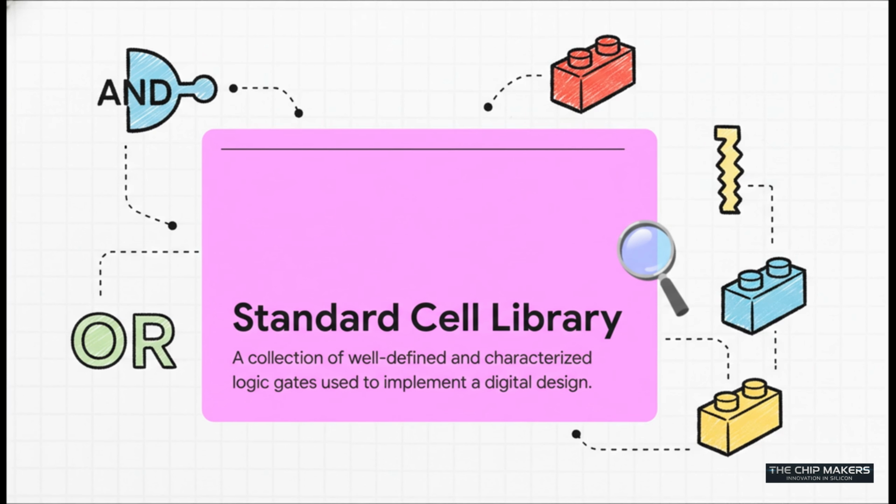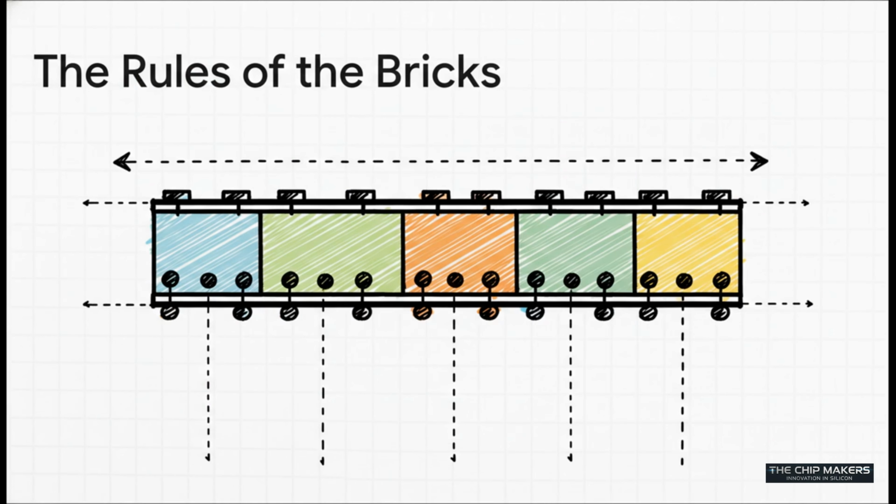Each one has a very simple, very specific job, and they've all been designed and tested like crazy to make sure they're perfect. And just like real Legos, these digital bricks have to follow some incredibly strict rules. They're designed to fit into these perfectly neat rows. Why? Well, because every single cell has to have the exact same height. Their power and ground lines are always in the same place, and all their connection points are laid out on a super precise grid. This is what makes the whole system work. It guarantees that any piece can connect to any other piece, just flawlessly.